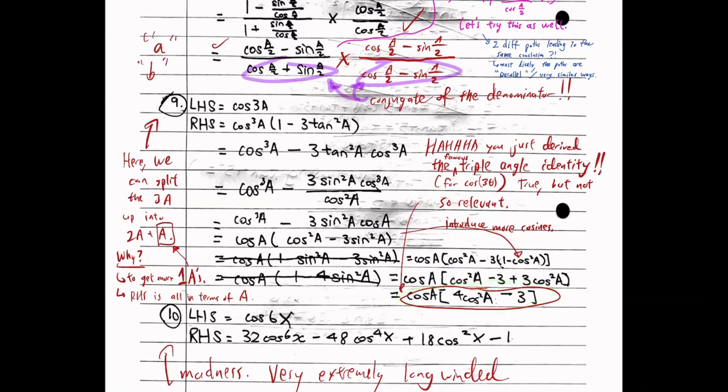We've got the double angle identity, right? Cosine square A minus sine square A. So you've got 2 cos square A minus 1 and 1 minus 2 sine square A.